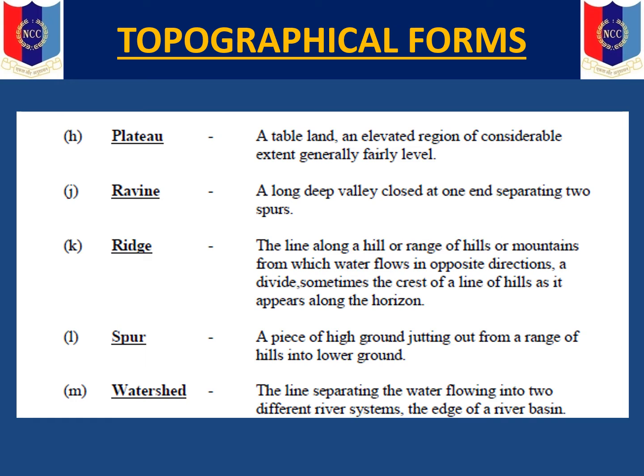Ridge, spur: a piece of high ground jutting out from a range of hills into lower ground is known as a spur. Watershed is the line separating the water flowing into two different river systems. Basically, you have the ridge and the watershed connected there because a ridge allows the water to flow into opposite directions.